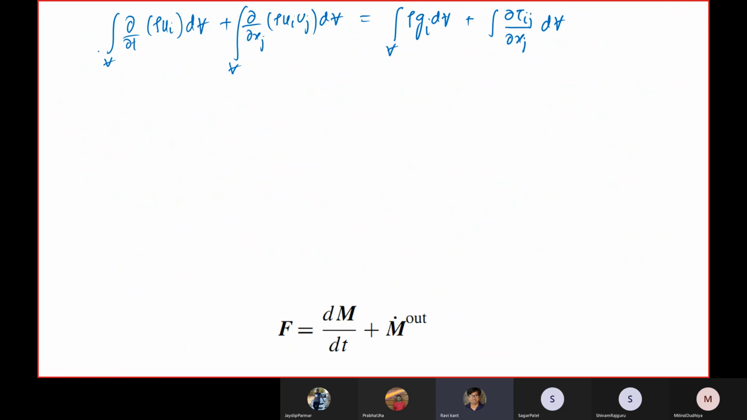Now let's take them one by one. This is my first integral, this is my second integral, third integral, and fourth integral, if we want to evaluate them one by one. So the first integral, can I write?